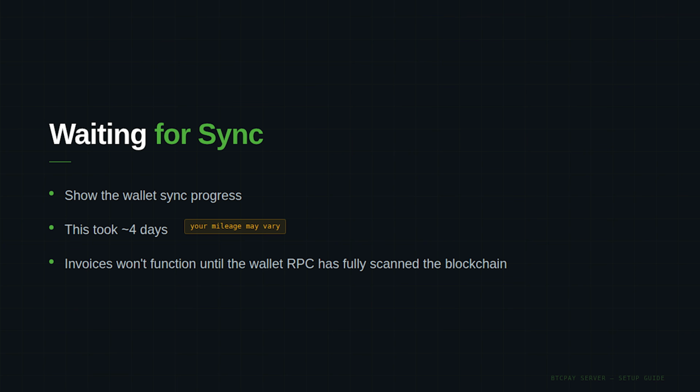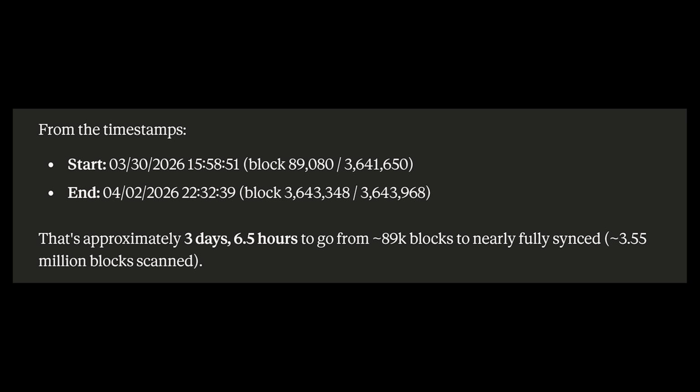Synchronizing your node will take a long time. This is because it represents a pruned version of every transaction that has ever happened on the entire Monero blockchain. In testing, it took about 4 days. Here you can see the sampling from the beginning to the end, 3 days and 6.5 hours.